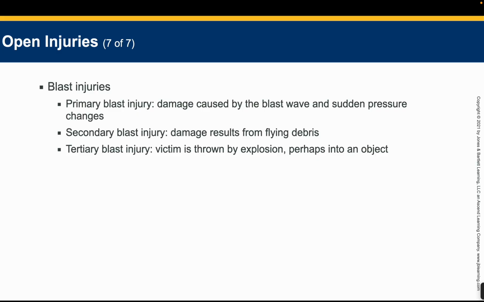So with these patients, you're not just looking for one type of injury, you're thinking about multiple mechanisms happening at the same time.